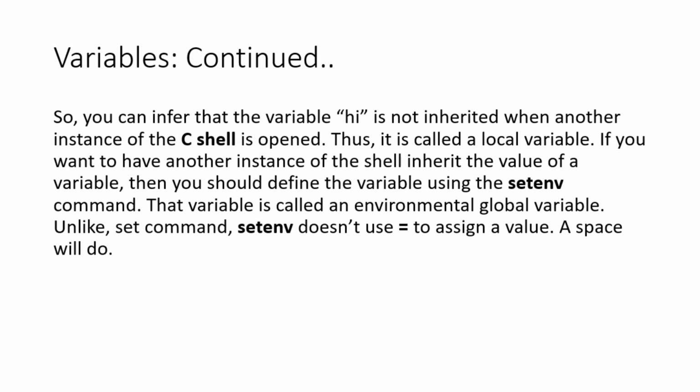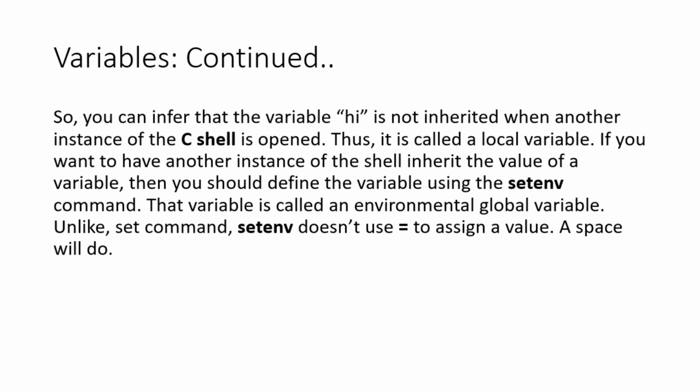If you want to have another instance of the shell inherit the value of a variable, then you should define the variable using the setenv command. This is applicable only for the C shell. That variable is then called an environmental or global variable. Unlike the set command, setenv does not use the equal to operator to assign a value.